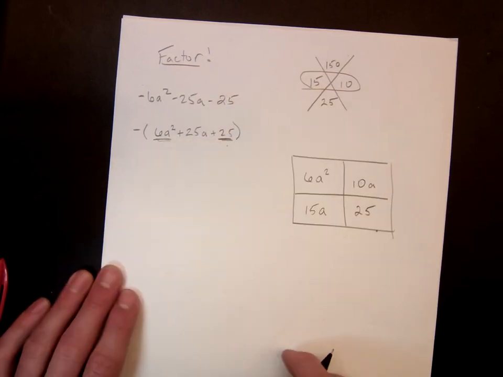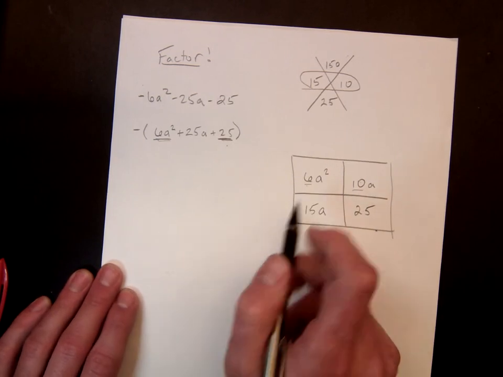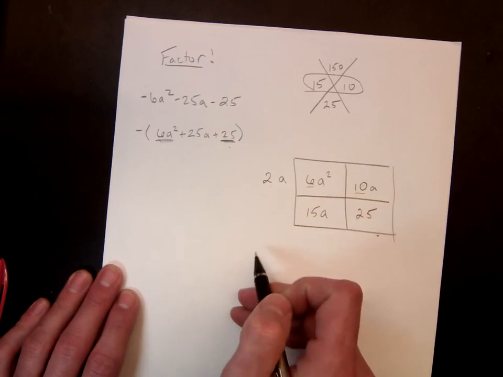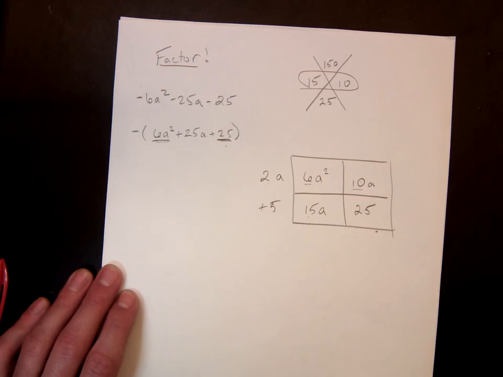Now we just look for greatest common factors. We do that piece by piece. So the greatest common factor of 6 and 10 is just 2. And they both share an a, so it's going to be 2a. And then here, they both only share a positive 5.